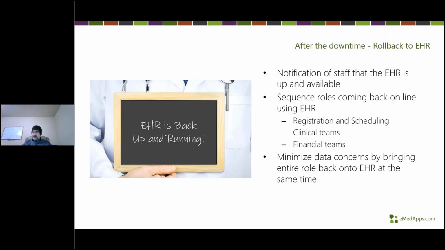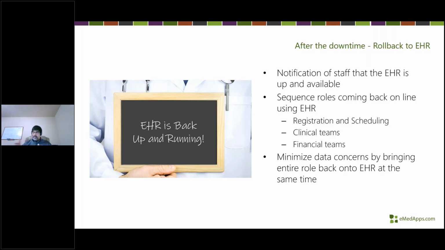How do I get people back on the EHR? It makes a lot of sense to sequence the roles that are coming back online. And a great way to do that is based on the patient workflow. Start with your registration and scheduling team. Those are the people the patients interact with first. So your check-in process goes back to the EHR workflow when the EHR is available. Bring your clinical teams online next. So I'm able to chart that visit, and I'm able to capture information on that patient back into the EHR. And then finally, your back office and financial teams come online once the EHR and the PM are back and available again.